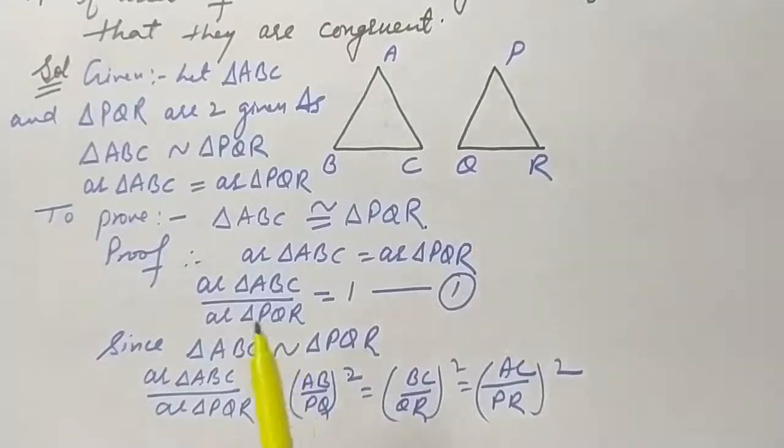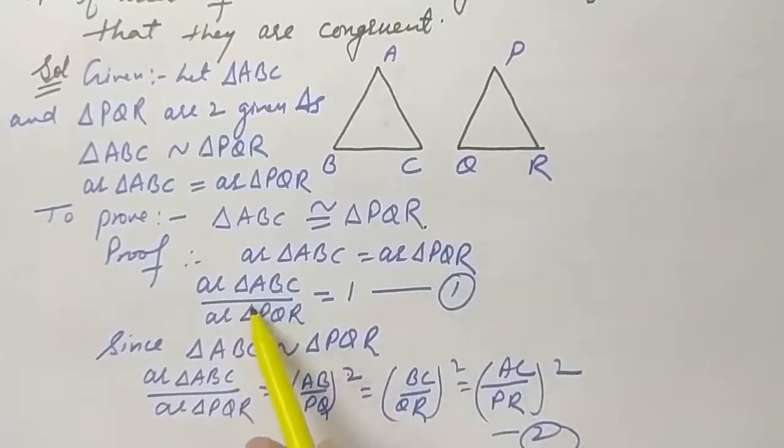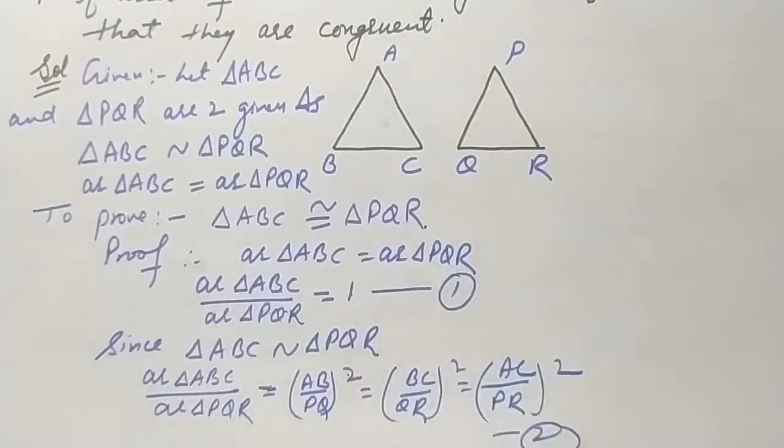So it means these ratios are all equal to 1, because from 1 and 2 we can say this is also the ratio of the areas of ABC and PQR, and this is also the ratio of the areas of ABC and PQR. So this is also equal to 1. So these ratios will all be equal to 1.